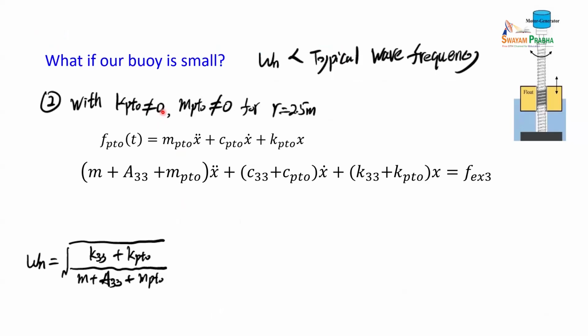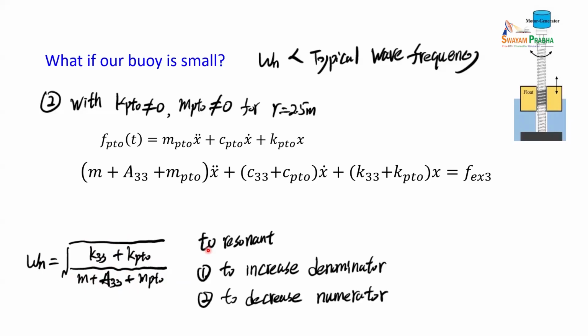Let us say. We write the expression here, right? And I mentioned that usually for a smaller buoy, the natural frequency is too low. Take a look at the natural frequency here, right? Natural frequency, there's hydrostatic stiffness here, PTO stiffness here, right? Then you have physical mass, added mass, PTO mass. So you want to reduce such a natural frequency. Okay, and you want to have resonance.